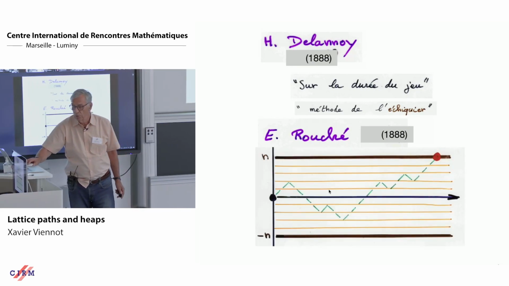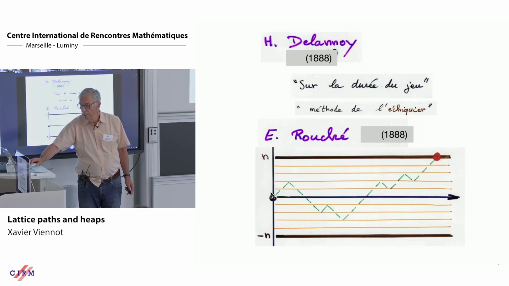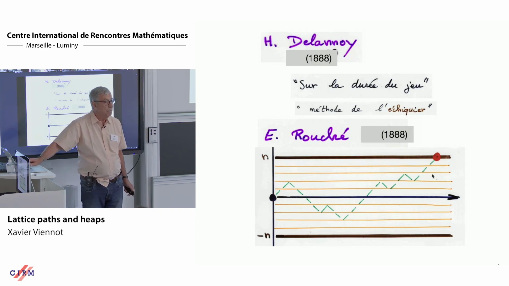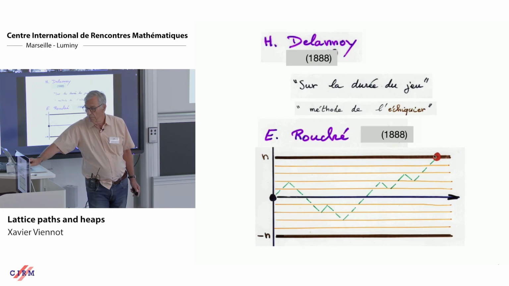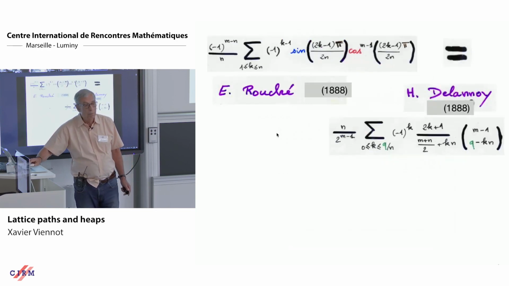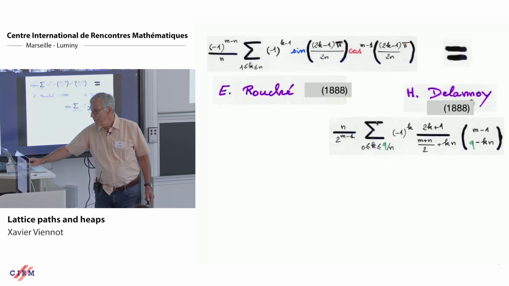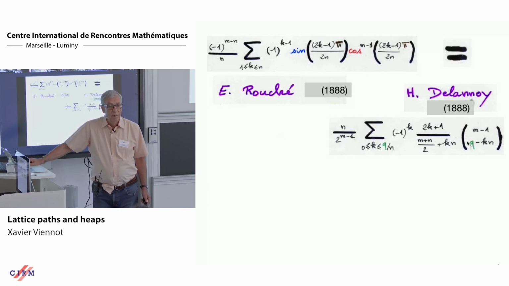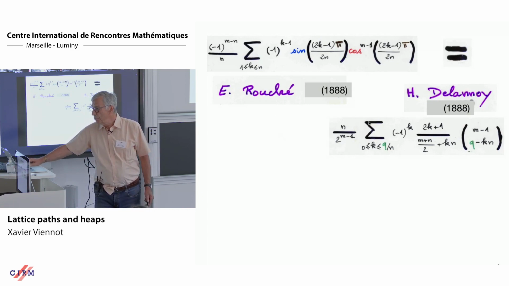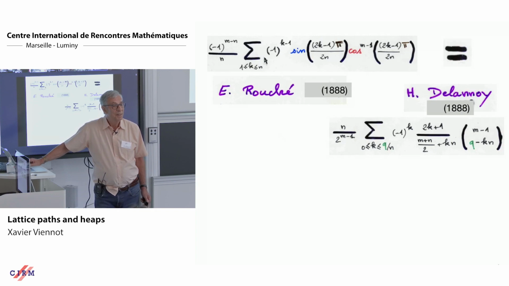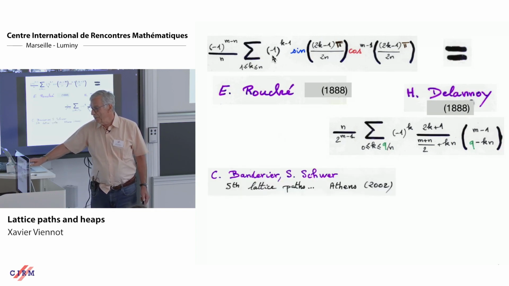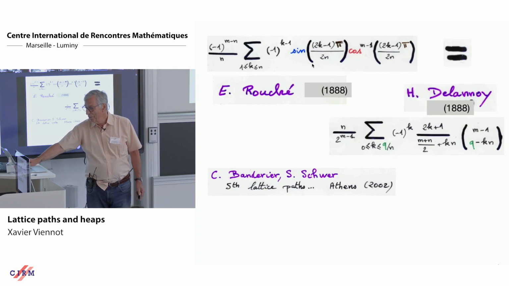And so this problem is to count such paths which are bounded between minus and n. So it's Dyck paths with some bounds, and you have to touch one of these. And so they give a formula. Delannoy, this beautiful combinatorial formula, and Rouchet also gave this formula. And this is explained in the 5th Lattice Path conference, in a paper by Cyril and Sylvain Schaeffer of this formula.